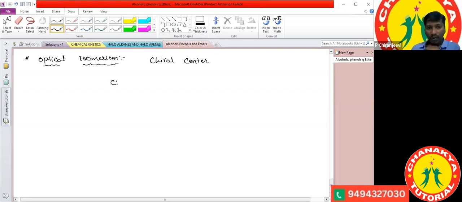So what is the molecular form of 2-butanol? CH3, CH2, CH, OH, CH3. So this we can call 2-butanol. 2-butanol exhibits optical isomerism.